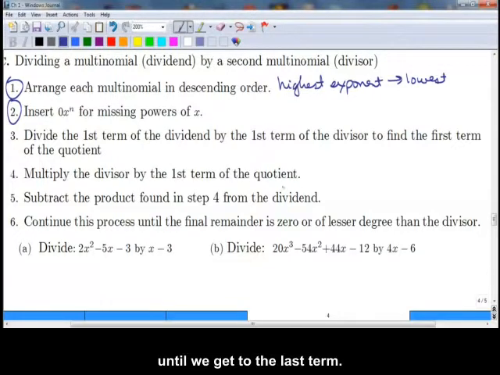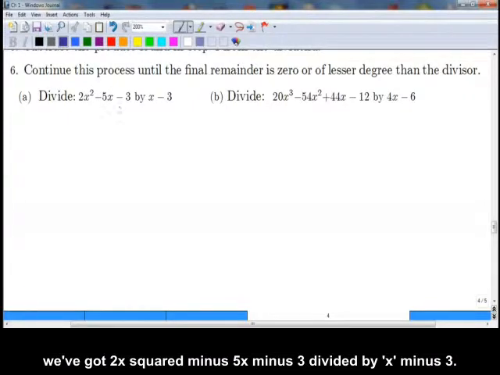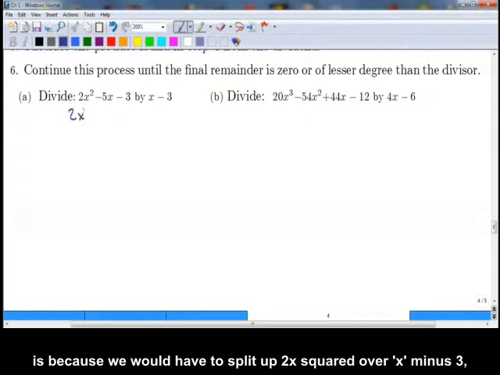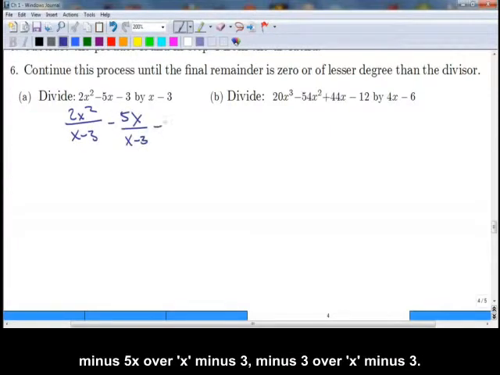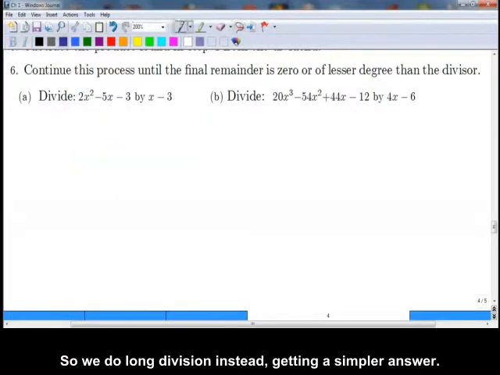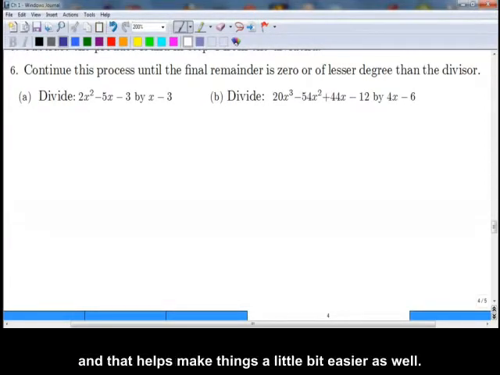So if we look at an example here, we've got 2x squared minus 5x minus 3 divided by x minus 3. The reason that we can't just do what we did before is because we would have to split up 2x squared over x minus 3, minus 5x over x minus 3, minus 3 over x minus 3. And that's really no simpler than what we had to begin with. So we do long division instead to get a simpler answer. It's also possible to factor if you're good with factoring. Sometimes these do factor to simplify, and that helps make things a little bit easier as well.